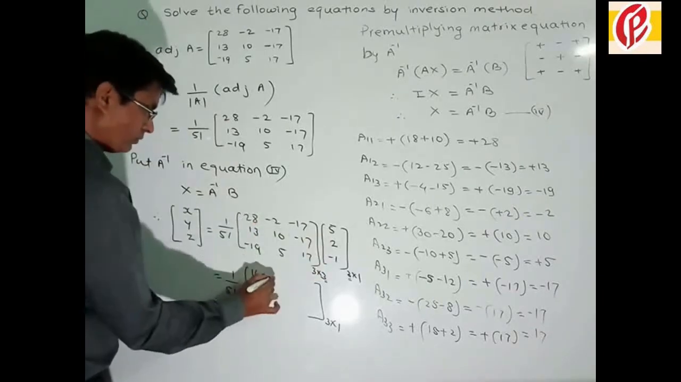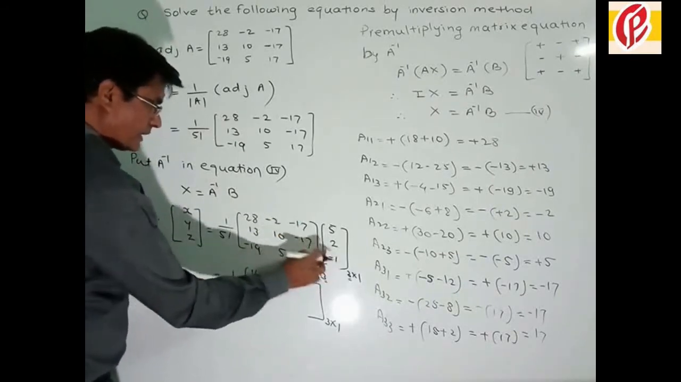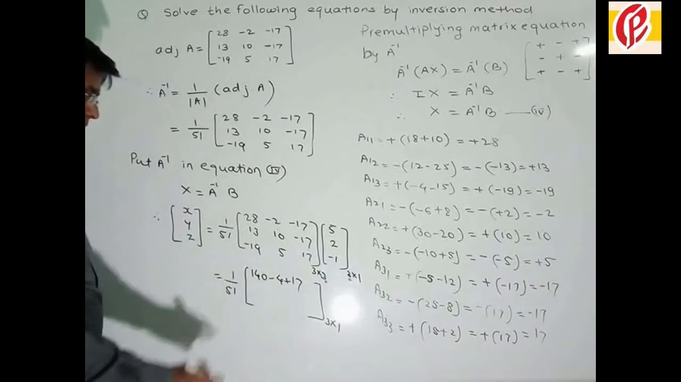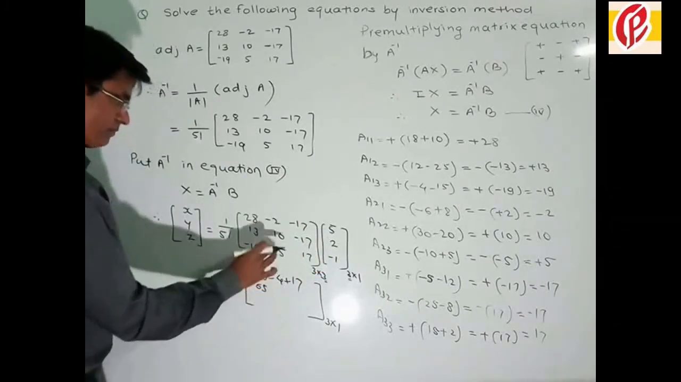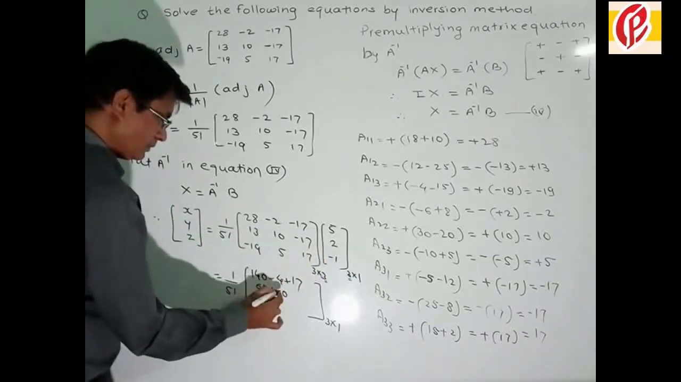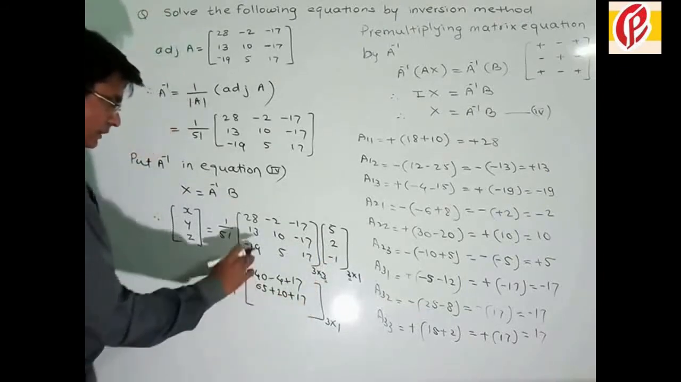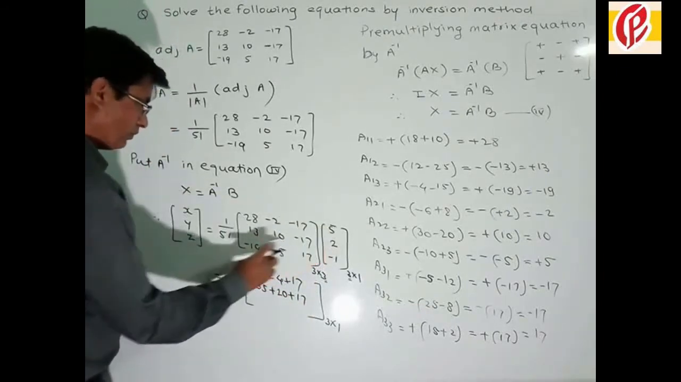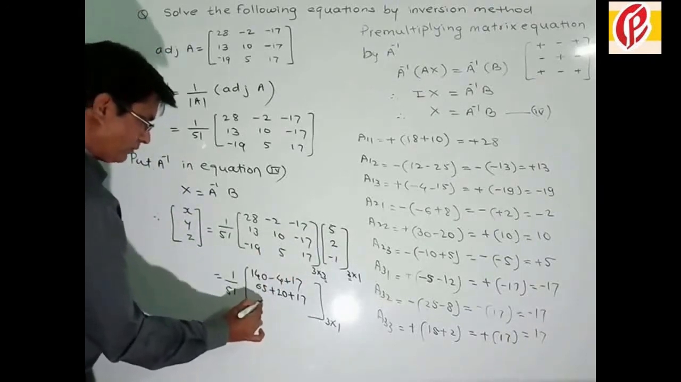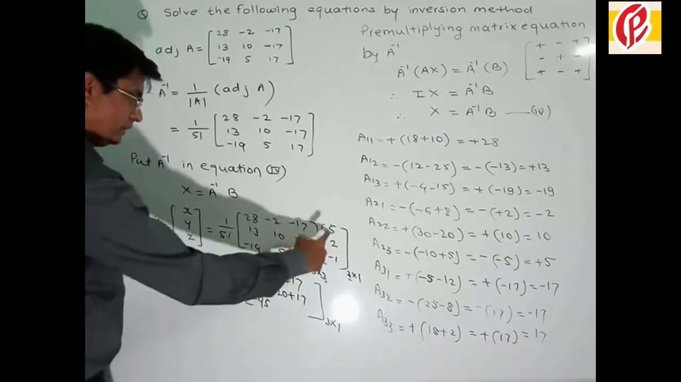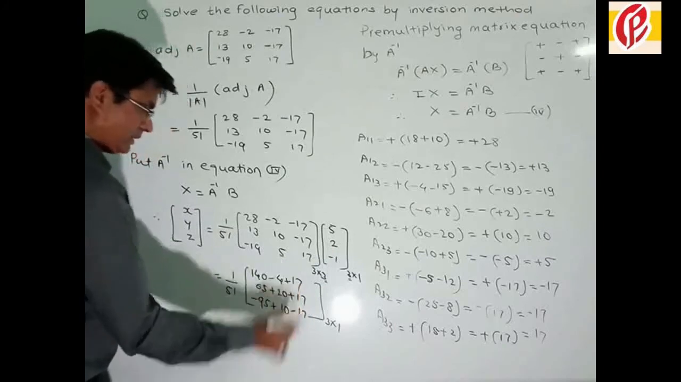minus 2 into 2, minus 4, minus 17 into minus 1, minus minus plus, plus 17. Then 13 into 5, 65, plus 20, then minus minus plus 17. Next is minus 19 into 5, 5 9s are 45, 95, minus 95, then 5 into 2, 10, plus 10, and 17 is minus 17.